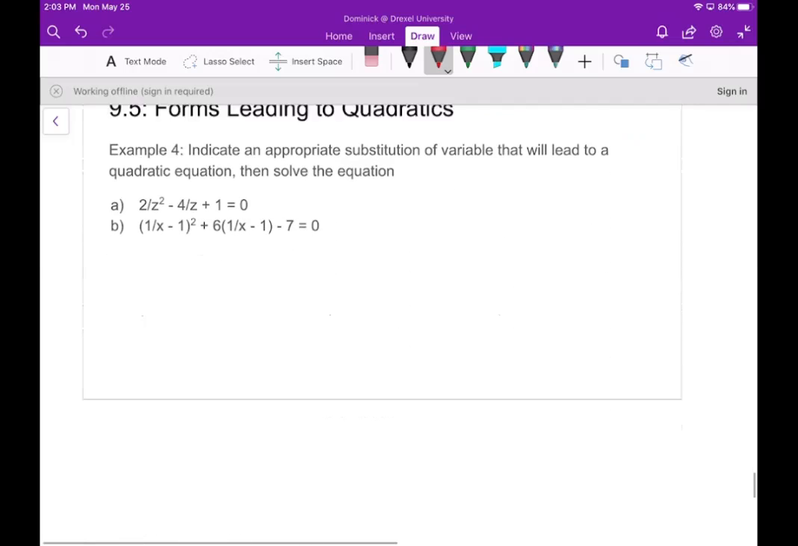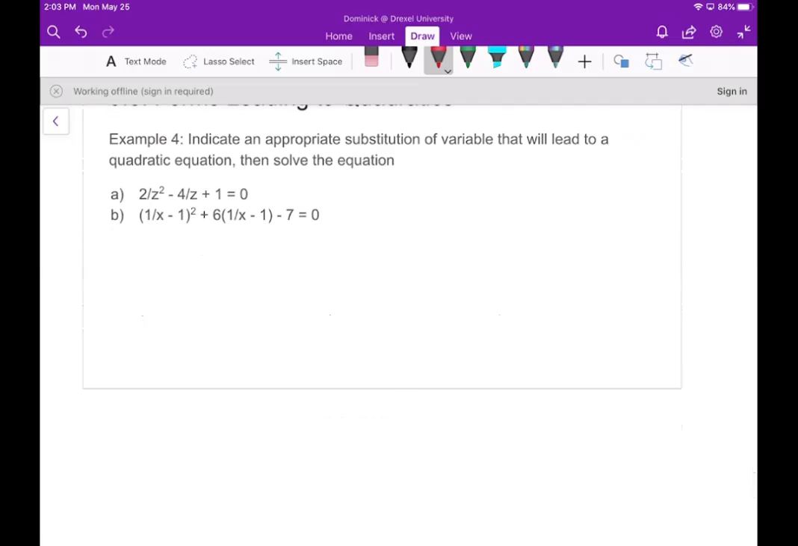All right, so now we're going to actually solve them. We're going to indicate the substitution that would work and then actually solve it. So in part A, we have 2 over z squared minus 4 over z plus 1 is equal to 0.